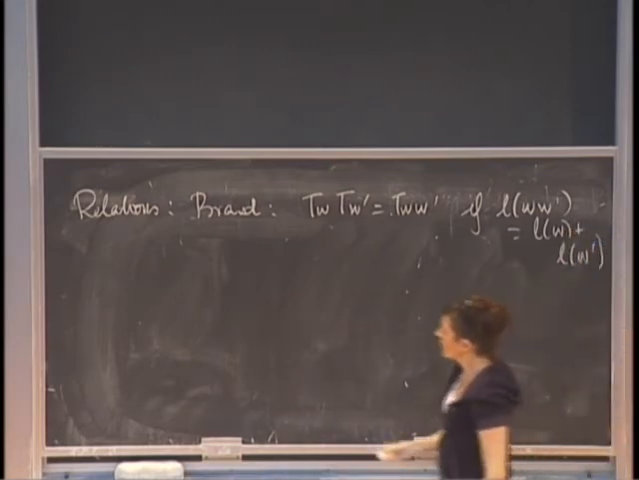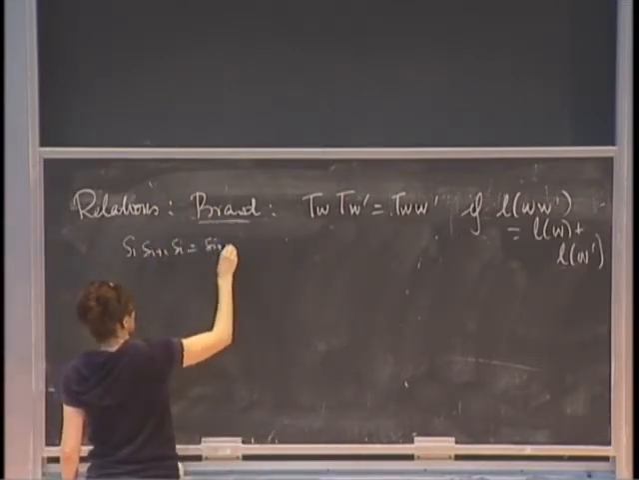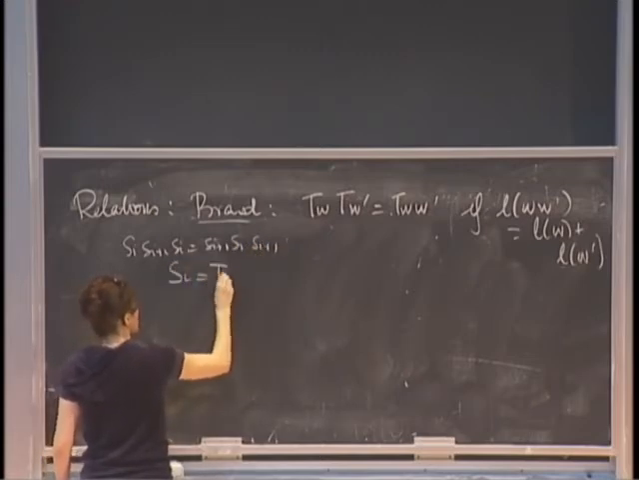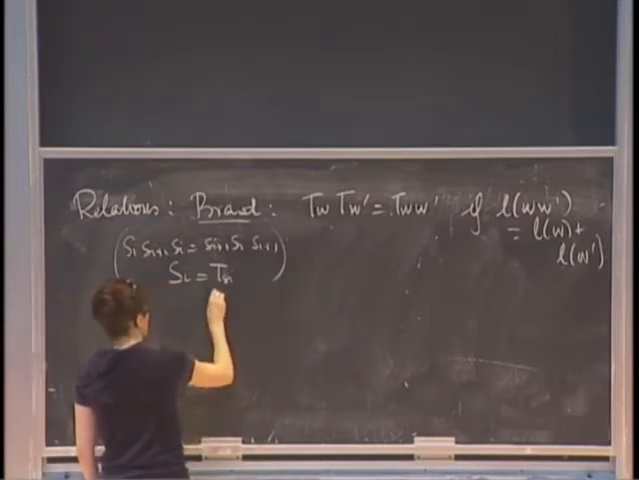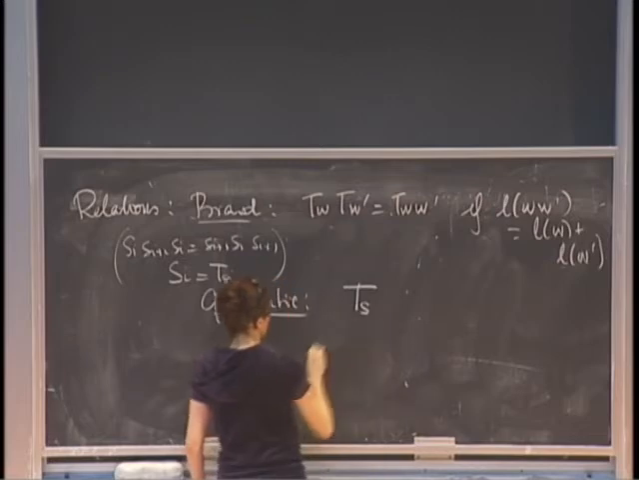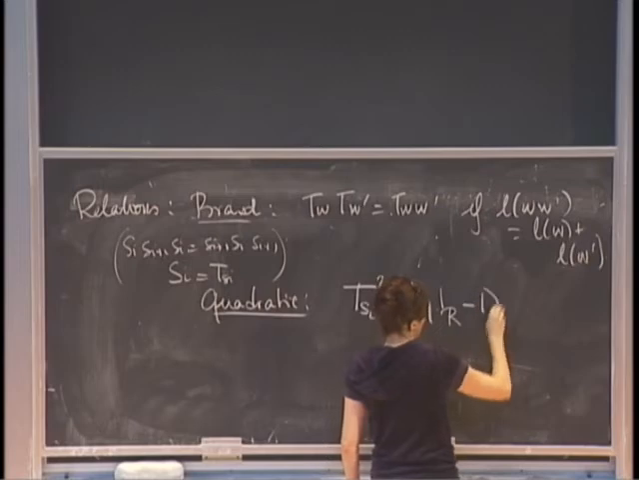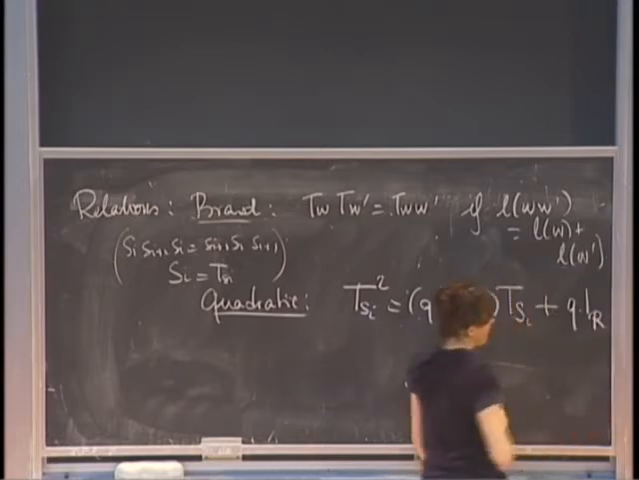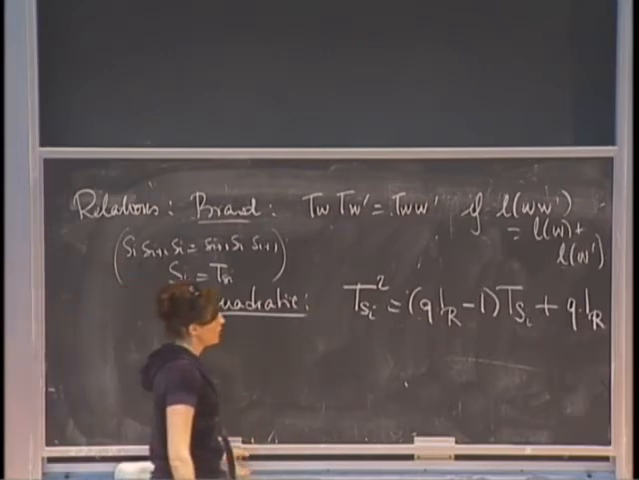Well, there is a reason why it's called braid. It's because you can also write it as S_{i+1} S_i S_{i+1} equals S_i S_{i+1} S_i, when you write S being this. This is the braid relation, and the quadratic relation T_{S_i} squared equals q times the unit in R minus 1 T_{S_i} plus q times the unit in R, q being the cardinality of the residue field. And this is a famous quadratic relation, and it appears here.